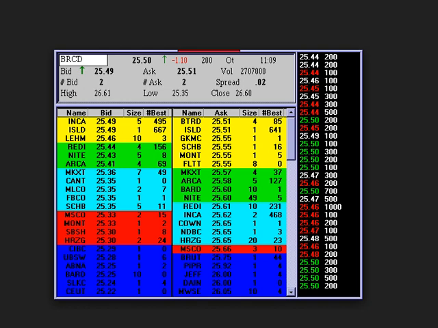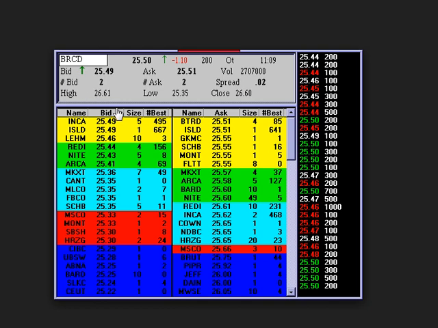So let's get right into it. Essentially, this is what this screen is called. You might not see it labeled as level 2 on your own platform. It might be called level 2 because a lot of people refer to it like that, or it might also be called time and sales. Right here on the right, that's time and sales, and that goes right together with level 2.